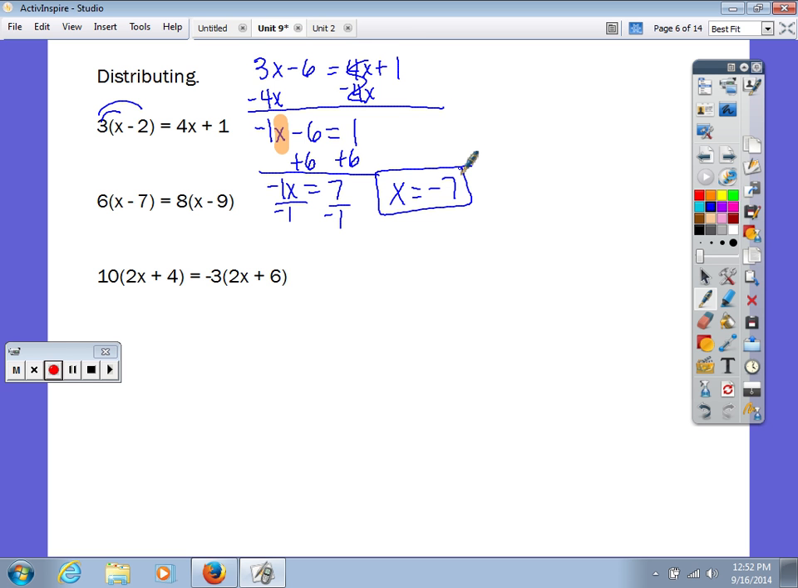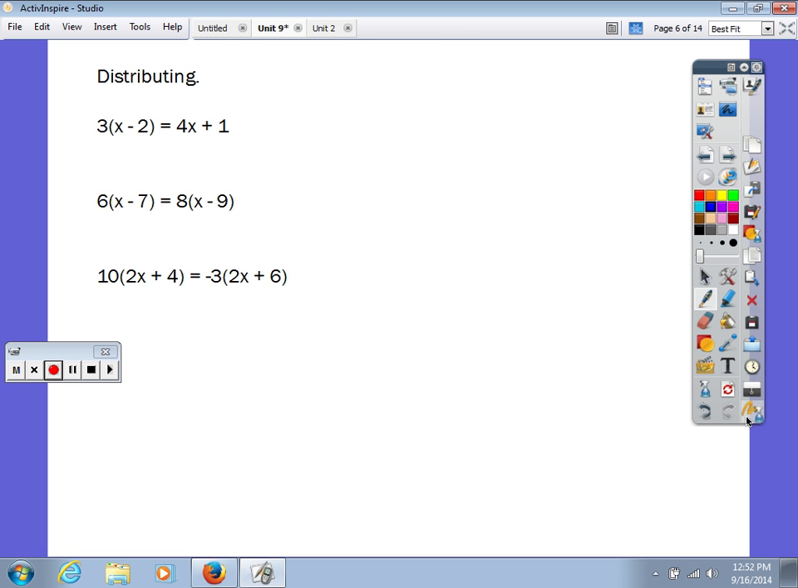Alrighty. So for my next two problems, I'm still going to move over the smaller x because that's what we normally do in class. But just make sure you have the same answer. If not, look back in your work to see maybe you forgot a sign or maybe you didn't bring down the right number. We're going to distribute. This time, though, we have to distribute to this parentheses and to this parentheses. So I'm going to have 6x minus 42 equals 8x minus 72.